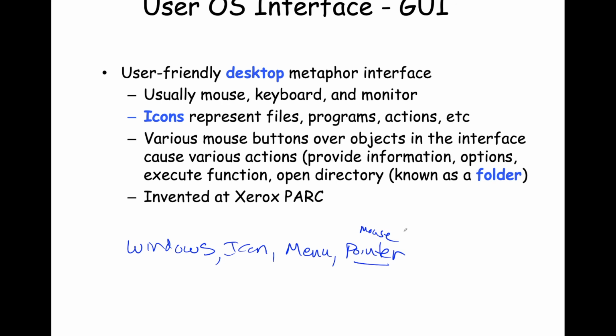So you have a mouse, a keyboard, and a monitor, and the icons represent things like files, programs, actions that you take, and various mouse buttons. When you bring them over objects, certain events occur, like you see information, or if you click, you can launch a program, get it to execute, or you can examine the contents of a file.